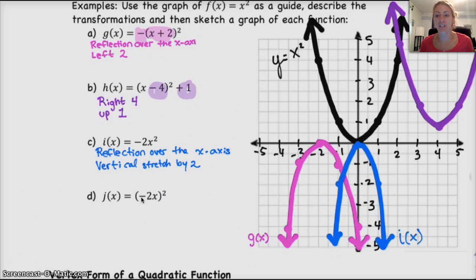And so it actually doesn't change anything. That reflection over the y-axis doesn't actually change anything. But then the 2 does. That's a horizontal compression by a half.